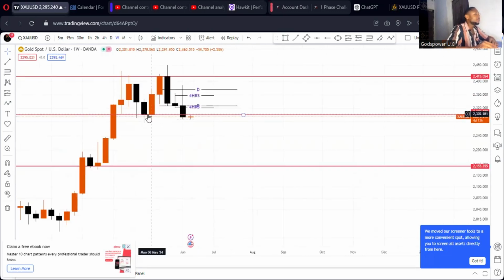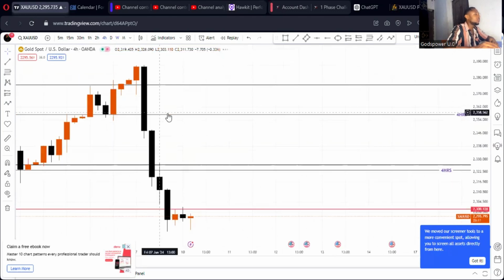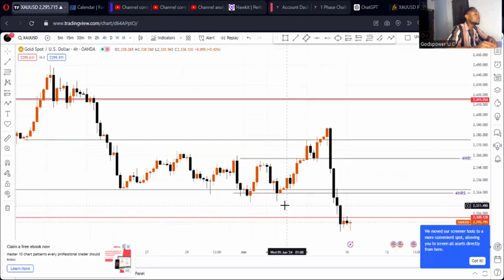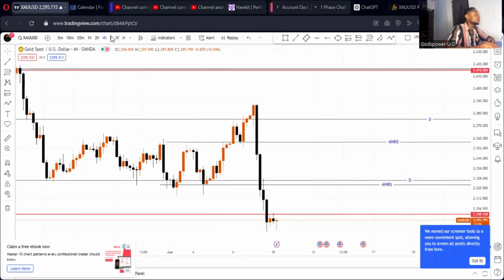And then you can see that we have already broken this neckline on our weekly. Look at it here. We've broken this neckline, so that is why I'm expecting more bearish moves. I'm very bearish on this market.